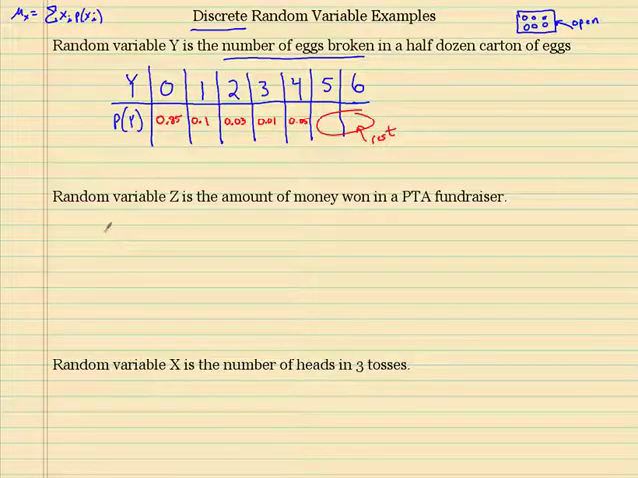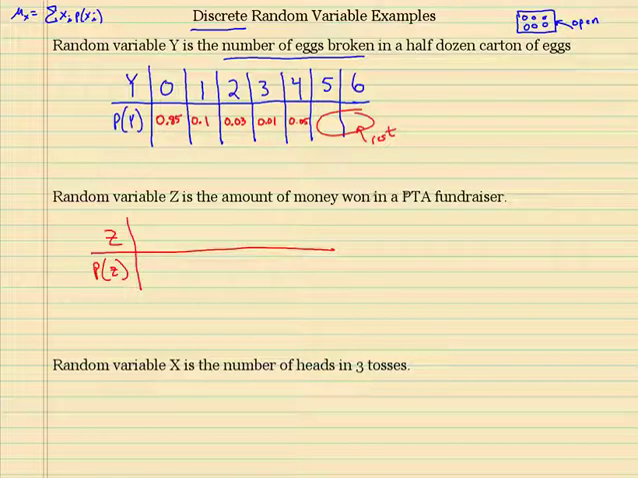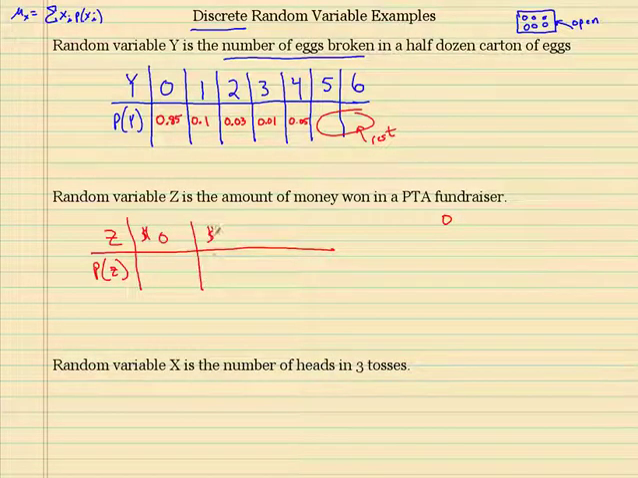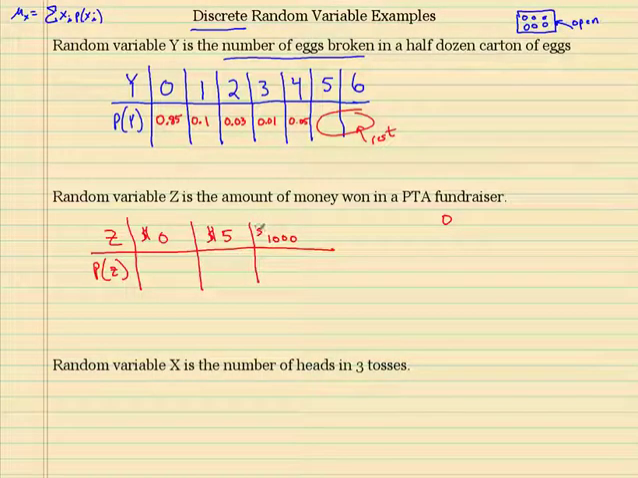Okay, so let's look at this. Let's set up our probability table and see if this is a discrete random variable. Let's see if we can put it in a table. Is the amount of, so you don't know the setup of the fundraiser. So I'm going to do the last one. They're going to give 0 if you lose. They're going to give 5, and they're going to give 1,000.